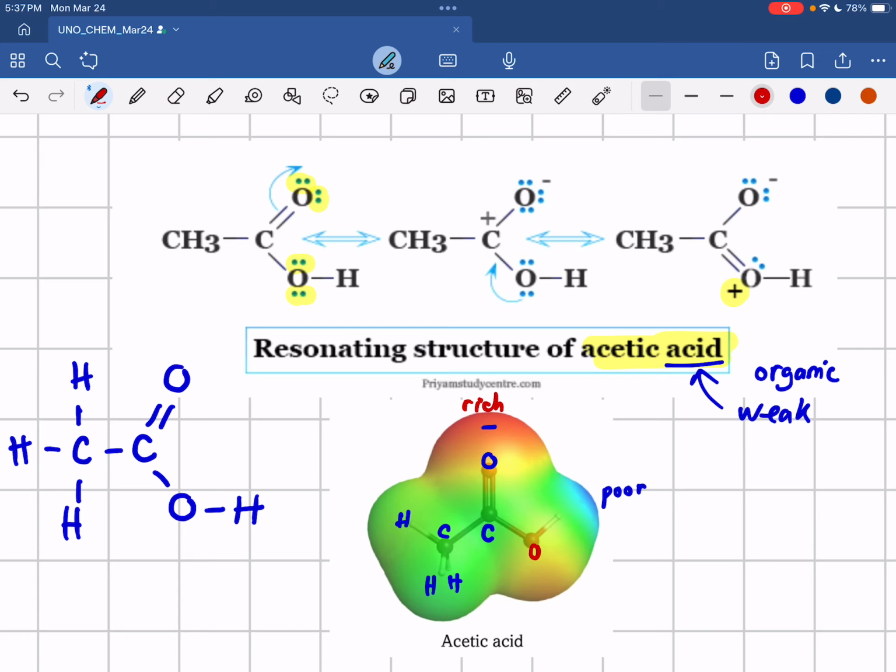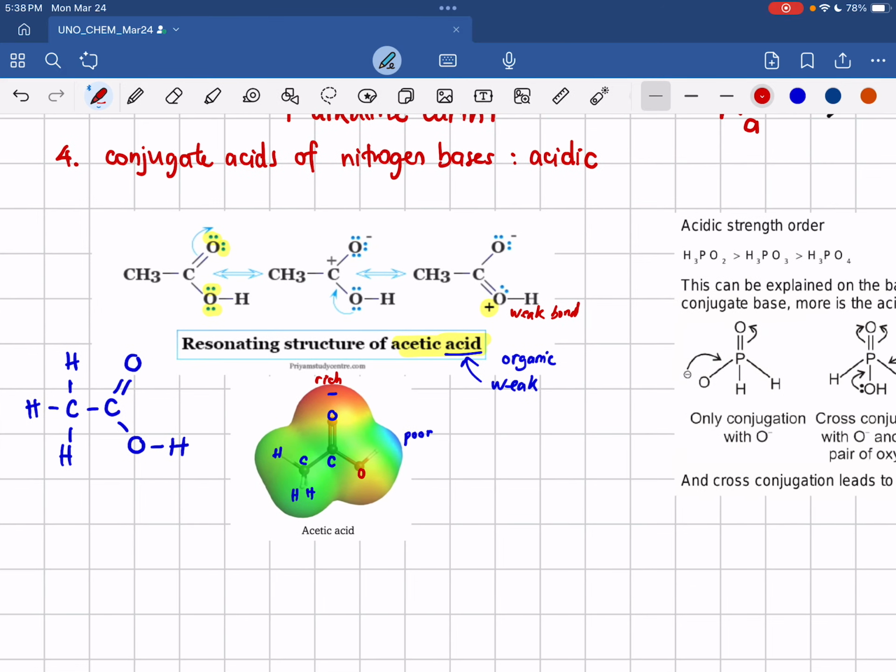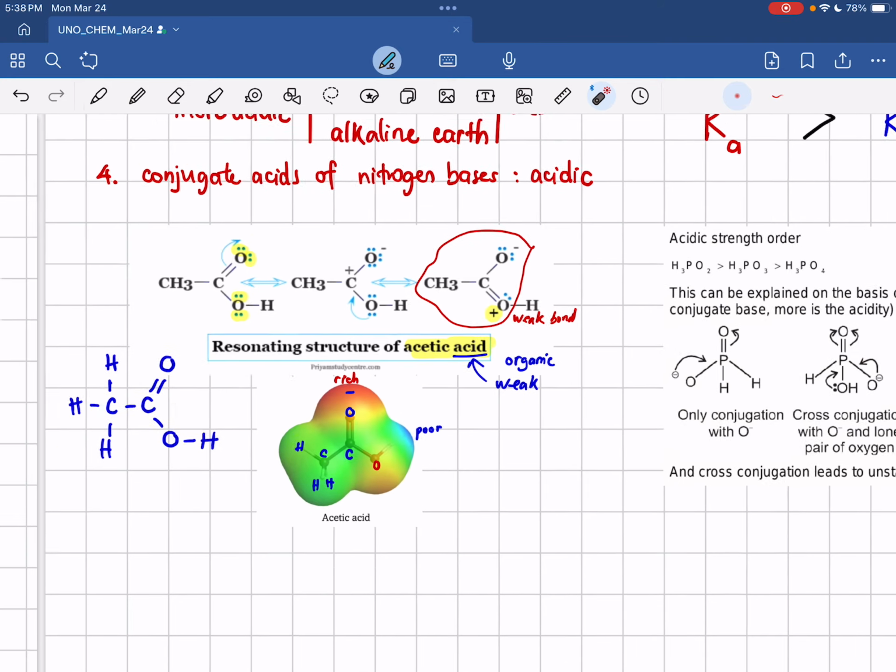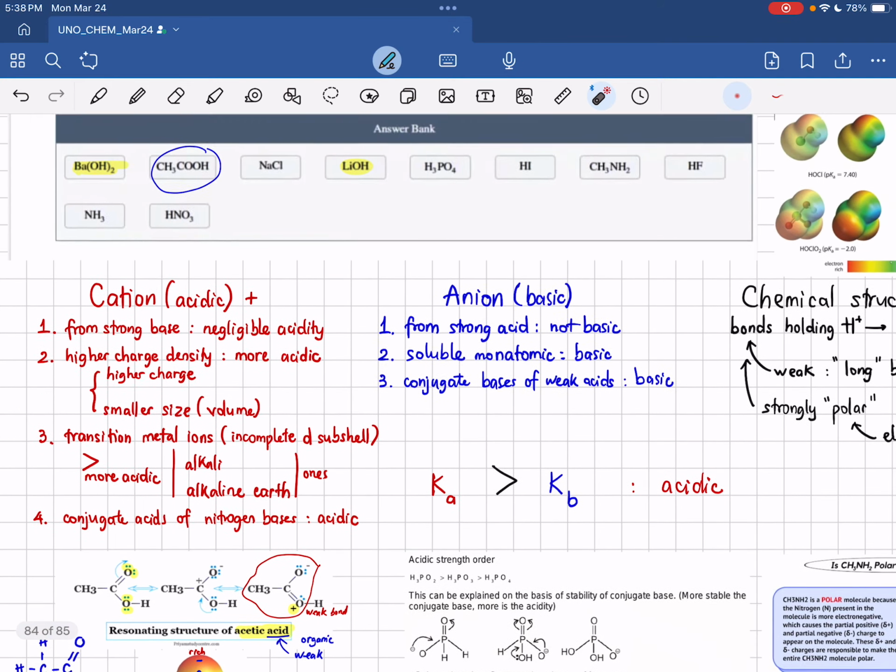So that's why this zone is electron poor, which also means that the bond between the oxygen here and the hydrogen here is a really weak bond. It means that this hydrogen has a tendency to dissociate from the rest of the molecule. That's why acetic acid has the tendency to donate the proton, and that's why it's an acid.